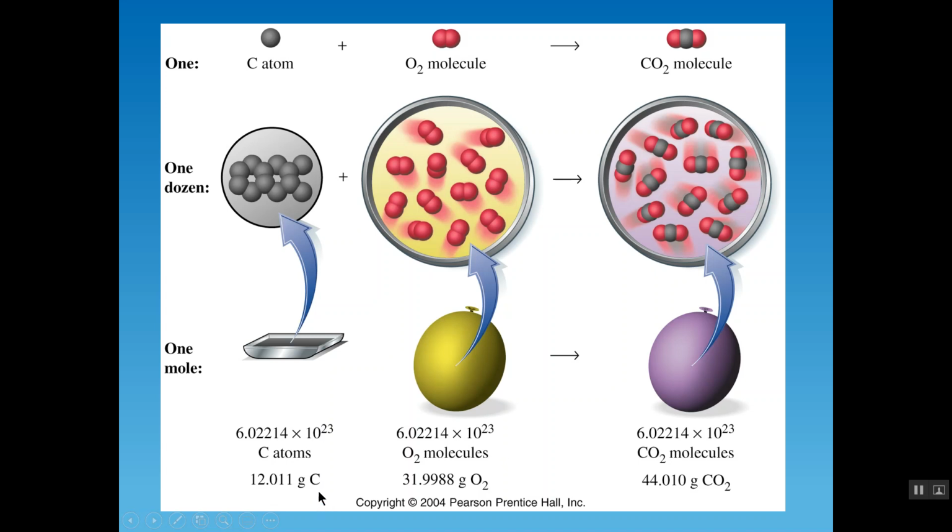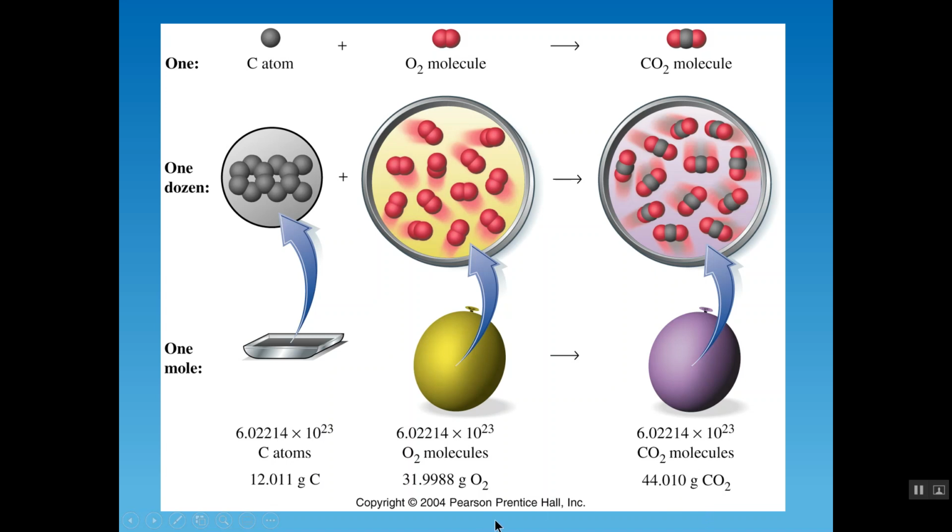Now, it turns out that the masses would be different for each of these, right? The mass of 1 mole of carbon atoms is 12.011 grams. For 1 mole of oxygen molecules, it's 31.9988 grams. And in the case of 1 mole of carbon dioxide molecules, that mass would be equal to 44.010 grams, all right?